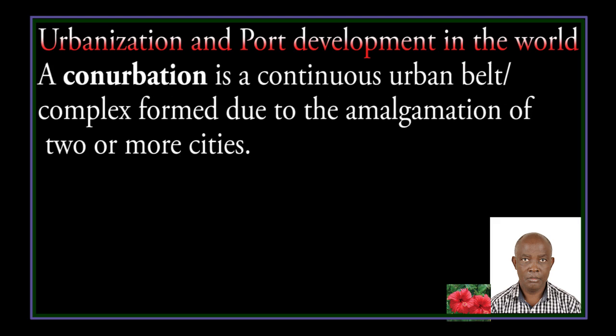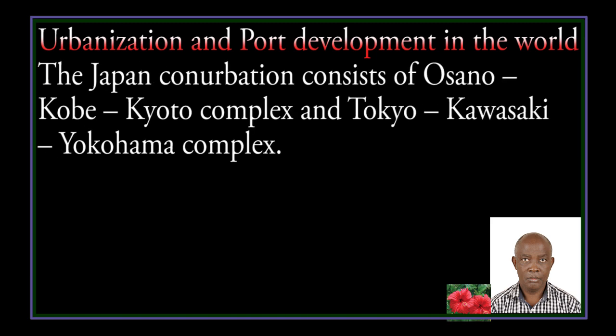A conurbation is a continuous urban belt or complex formed due to amalgamation of two or more cities. Examples of conurbations include the Japan conurbation, which consists of the Osaka, Kobe, Kyoto complex, and the Tokyo, Kawasaki, Yokohama complex.